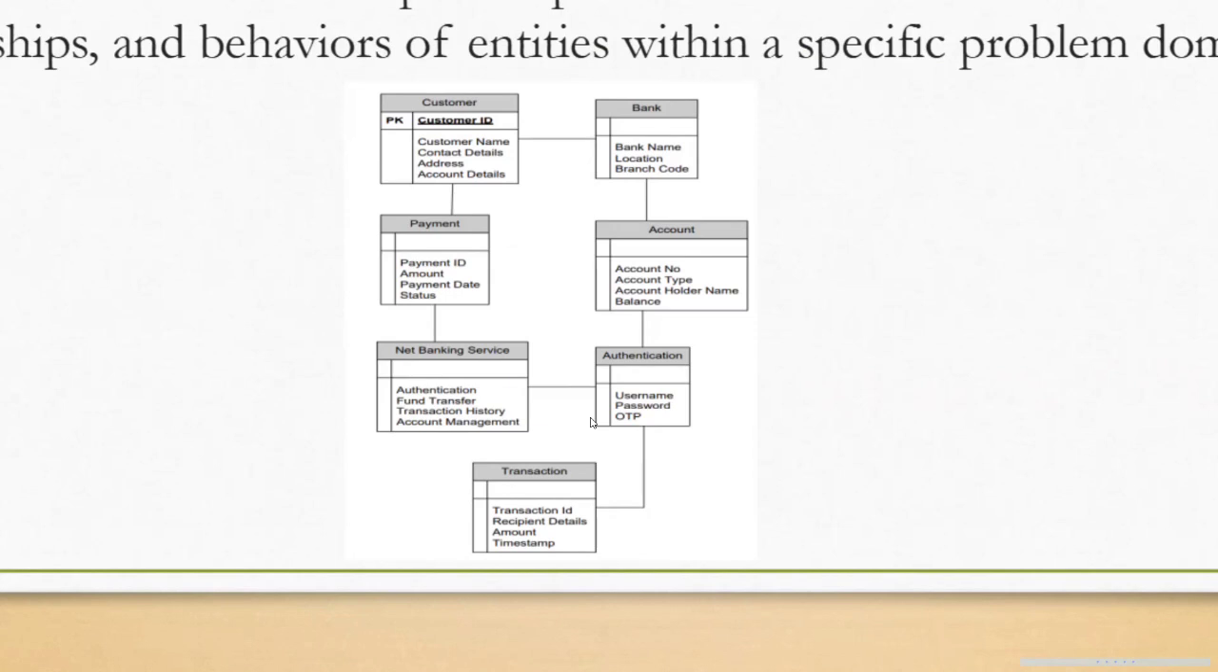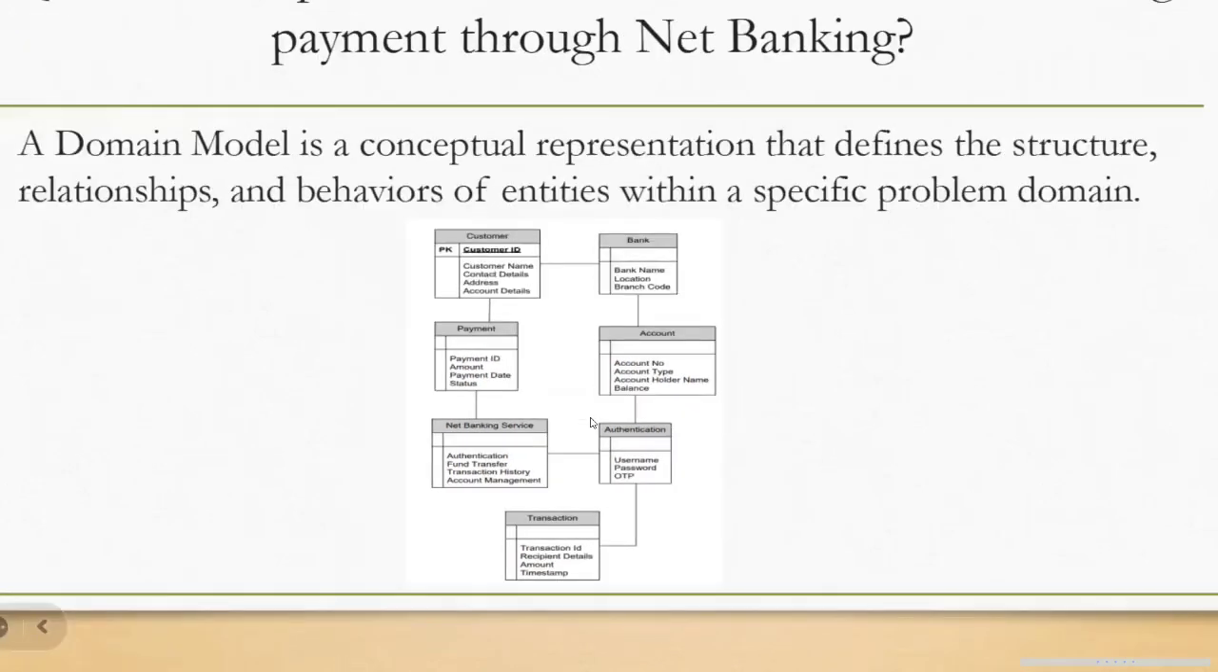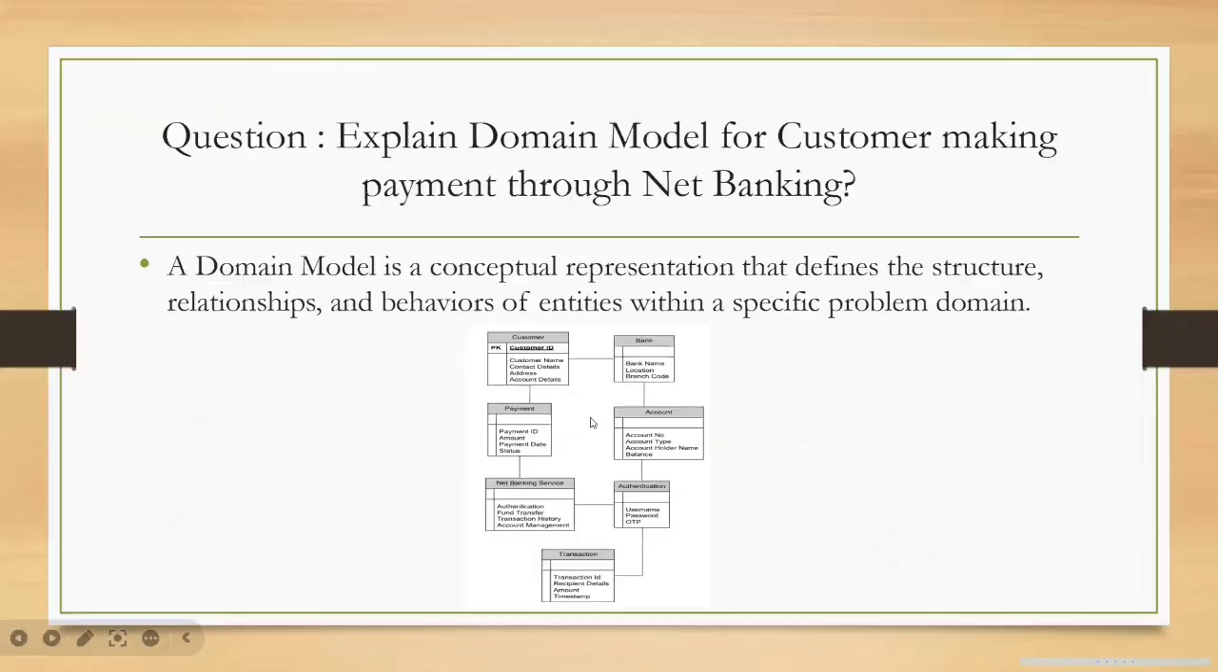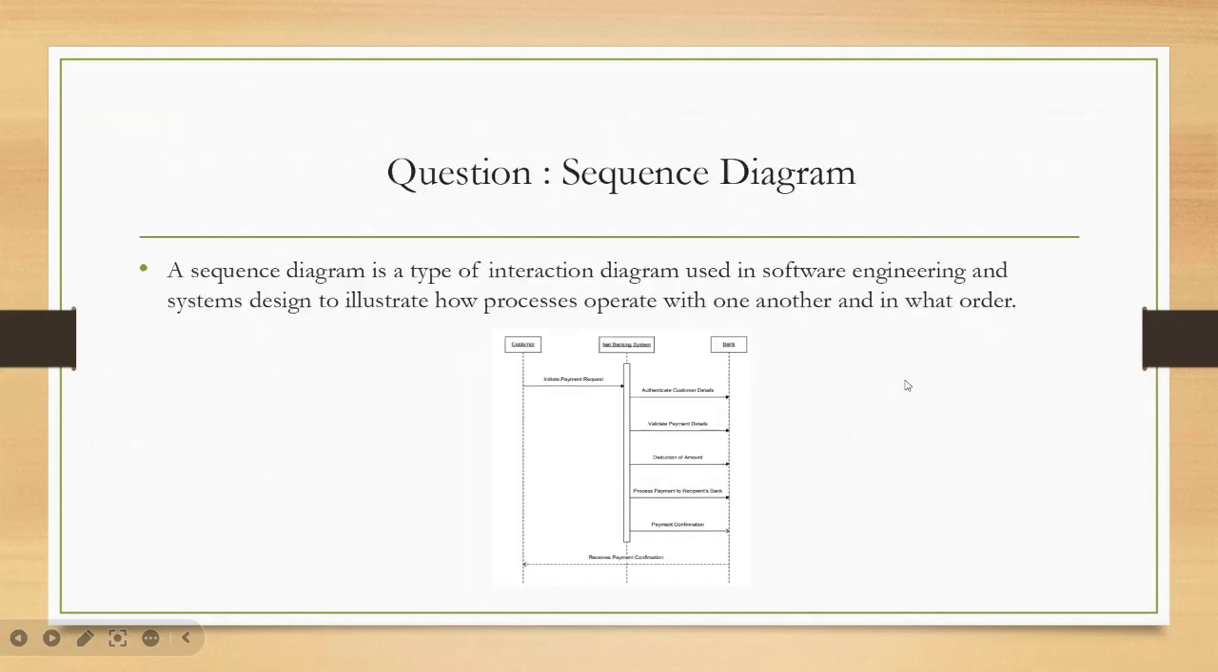With that customer ID, we can retrieve these many things. So it will be shown for a specific domain. A domain model is a conceptual representation that defines the structure, relations, and behaviors of entities within a specific problem domain. Next, coming to the next question, the sequence diagram.